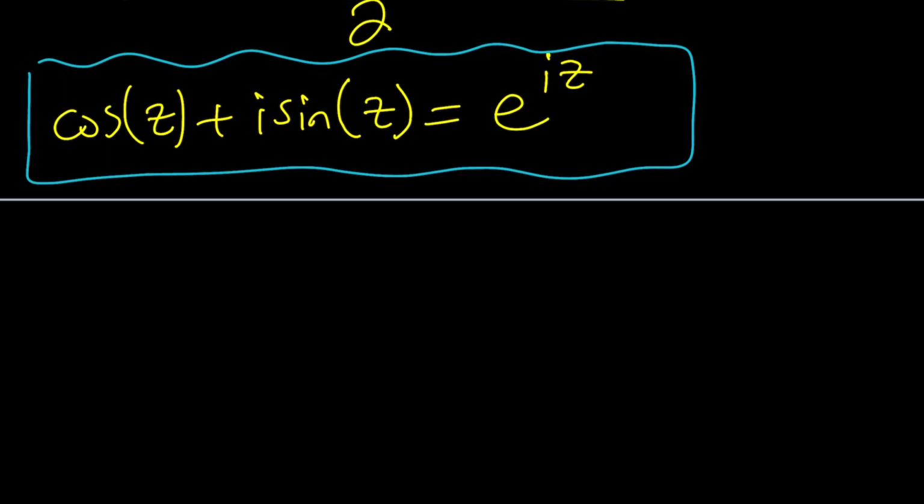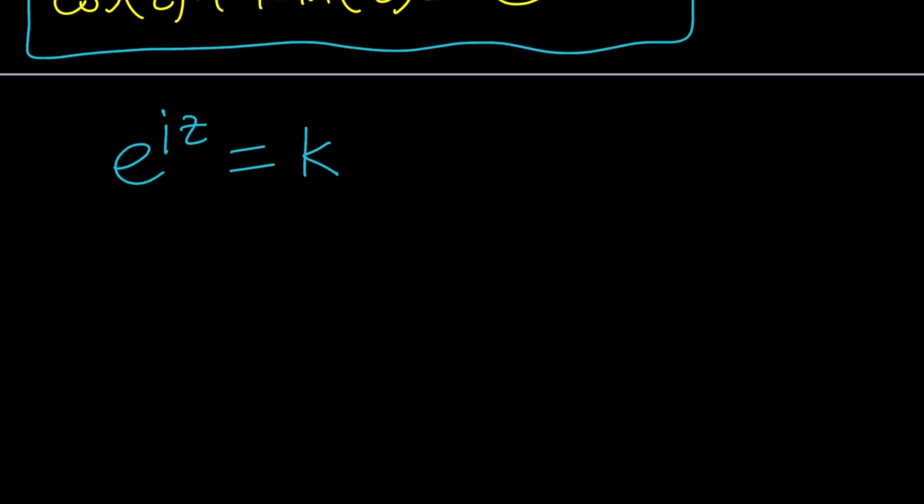So first of all, we established that it's equal to e to the iz because the rest is going to be fairly easy once we know that. So now our equation is e to the iz equals k, where k is a real number. Since it wasn't specified whether k is positive or negative, I'm going to be looking at both cases. I'm also going to briefly talk about k equals 0. I hope you will agree with me on that one.